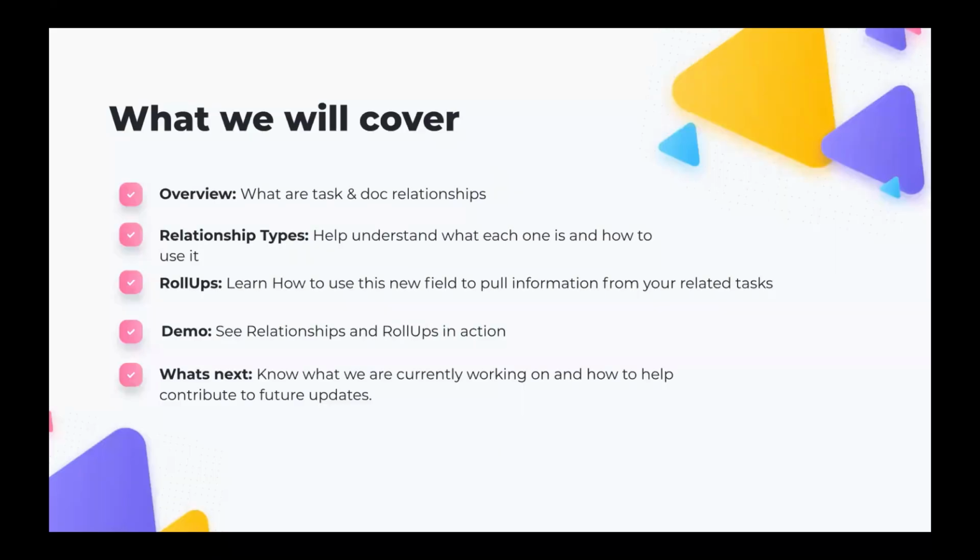All right, let's talk about what we're going to be covering. We're going to do an overview so that you understand what task and doc relationships are in ClickUp. We're going to be talking about the different types of relationships because our relationship feature comes in a lot of different flavors, and knowing what each one does and how to use it is going to be really helpful in your use of the feature. We'll talk about RollUps as well. RollUps is a new thing that we added that allows you to extract information from these different types of relationships. So we'll have a dedicated slide on that one.